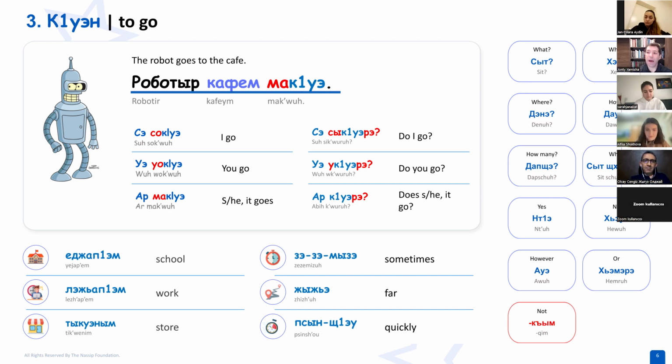Roboter, kafem makwa. And again, what I'm trying to do in this class is use what are called cognates, words that are the same in multiple languages. Coffee, cafe, kino, right? It's easier for us to understand. So anybody who's watching on YouTube, why are you using a foreign word? To make it easy to learn the language. Roboter, kafem makwa, makwa, okay?